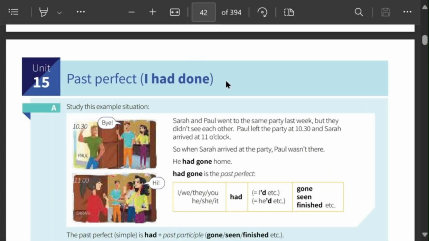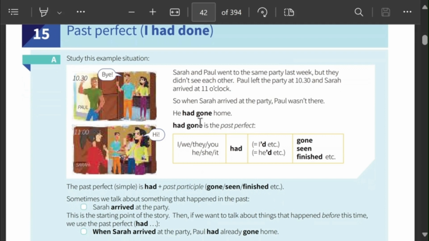Past perfect. I had done. You see? Okay, pay attention. Look at this situation. Sarah and Paul, they went to the same party last week. So this is in the past. Okay? Last week is in the past. They went. See? Past. They went to the same party, but they didn't see each other. Also past. You see, they didn't see each other.